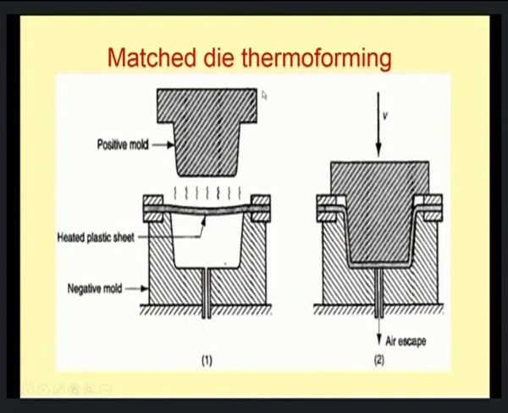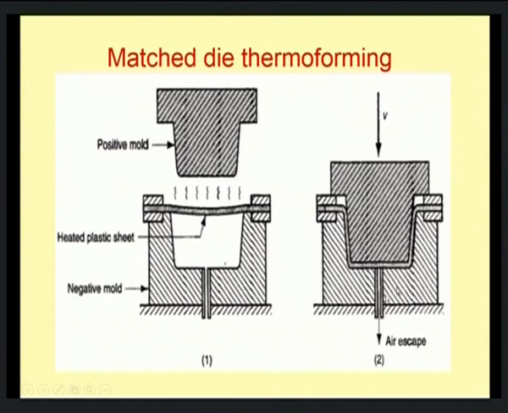So, the tolerance required is very high, because these male and female molds, once pressed together, should match perfectly. So, this is a typical scheme of matched die thermoforming. This is the positive mold or male mold, and this is the negative mold or female mold. As usual, a heated plastic sheet is just clamped over the female mold.